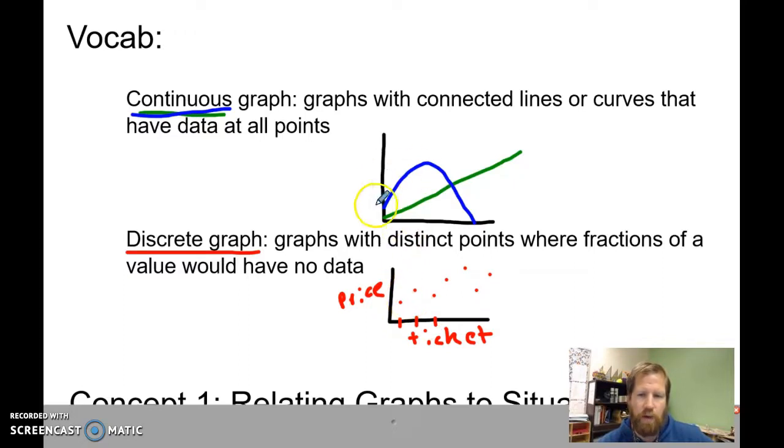Okay? Whereas a continuous graph, this might be seconds, okay, on the x-axis, and this could be height. Okay. So as time goes on, this is the height of whatever. Maybe this is a baseball that somebody throws up into the air. Right? It starts off low to the ground, it goes up, it reaches the point where it stops having upward momentum, gravity starts to take hold, and it falls back down.